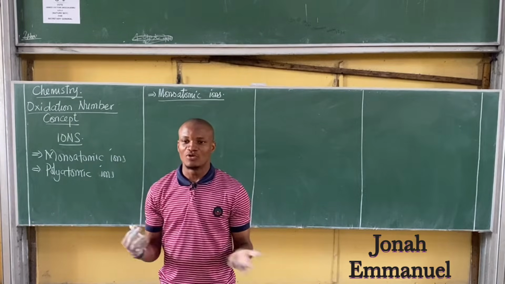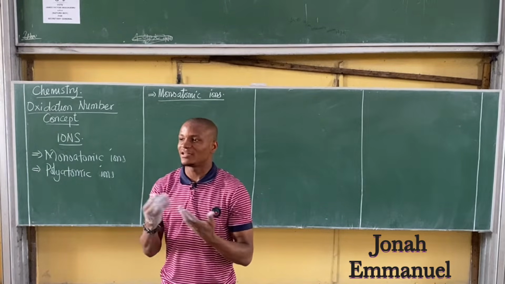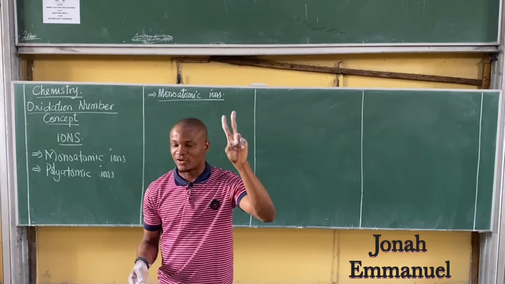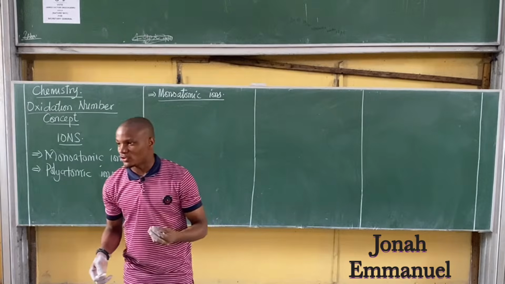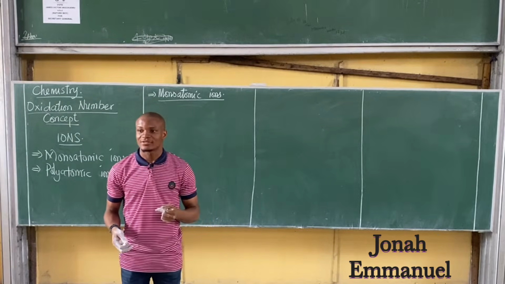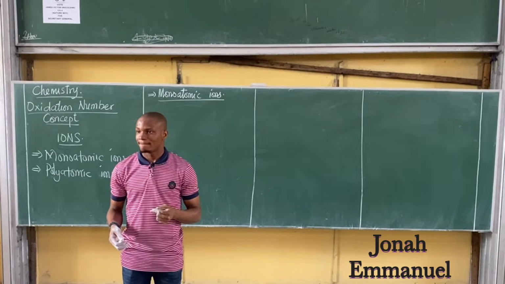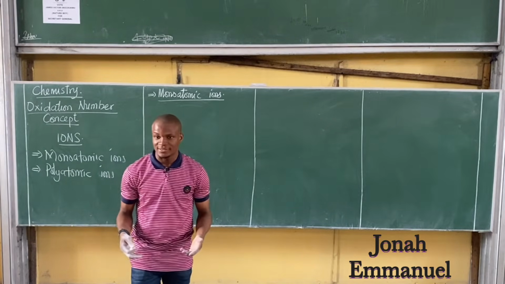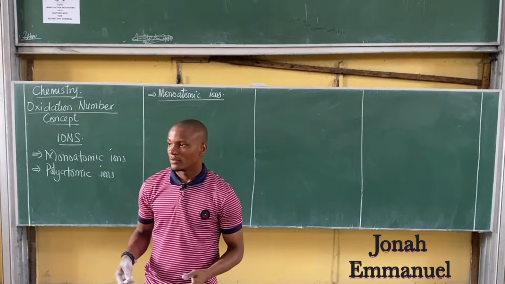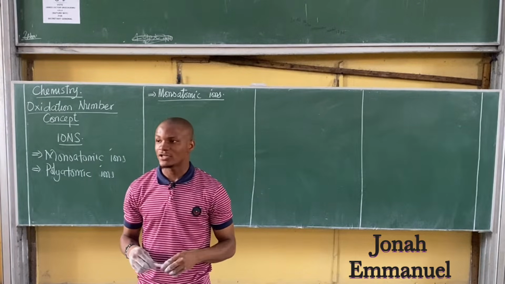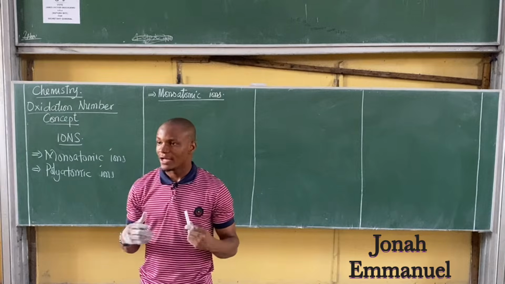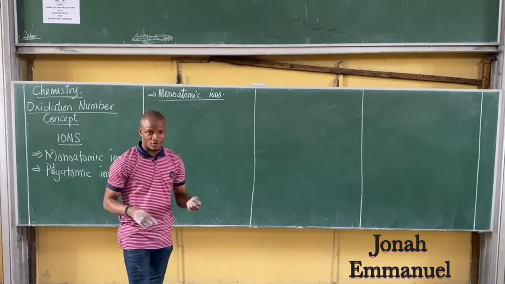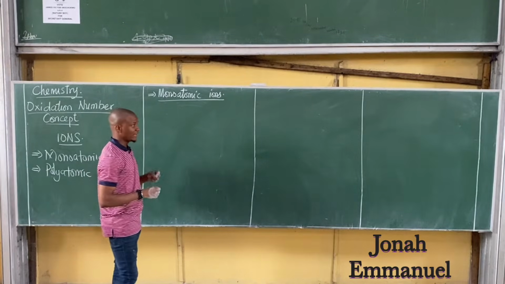When you hear the word monoatomic, it's clearly defined. What's mono? One. Atomic, atom. So think of this. Monoatomic ions are ions of just an atom of an element.